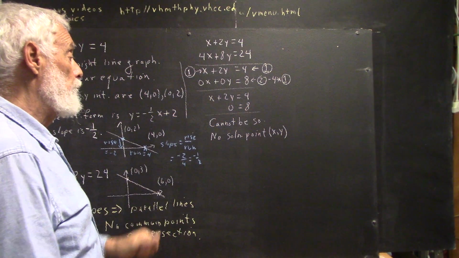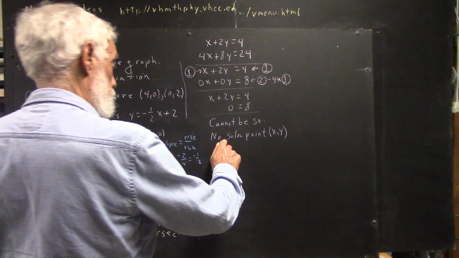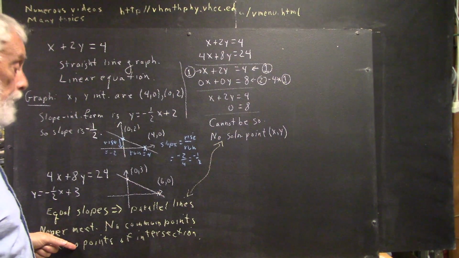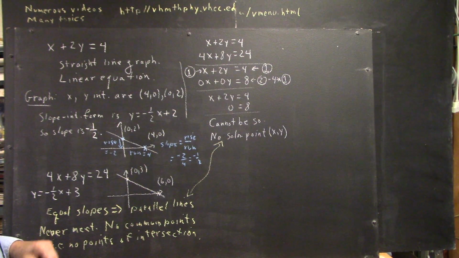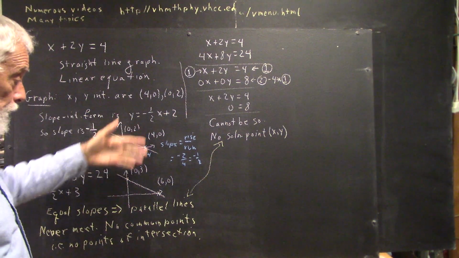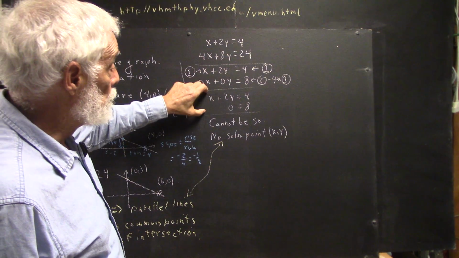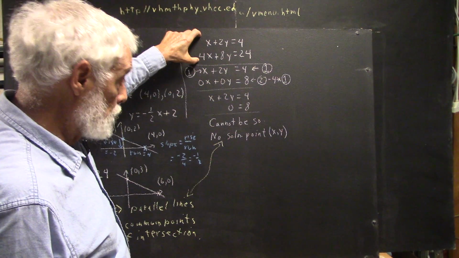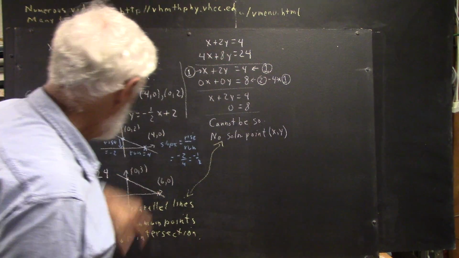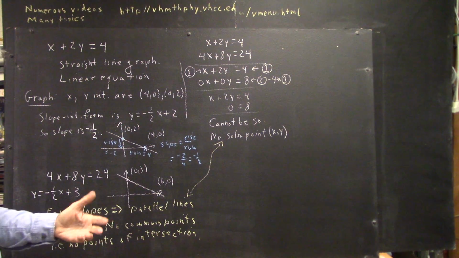Now this coincides with what we concluded down here. The reason that these lines never cross is because this system has no solution. There's no pair of points x, y that make this so, and there's no point where these two graphs intersect.